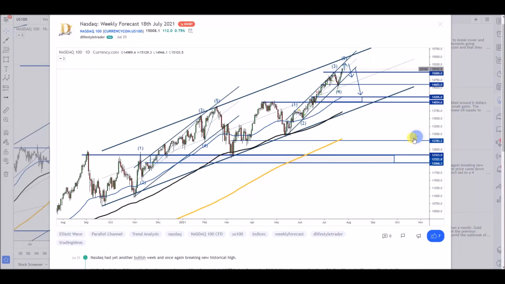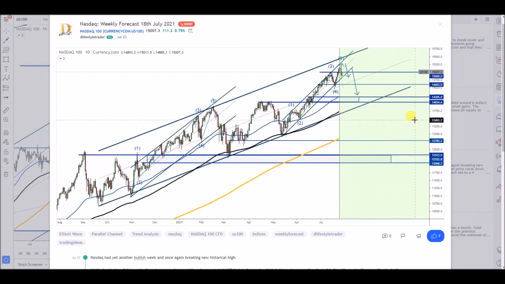Alright, next we have the Nasdaq. So just go ahead and click on the play button. We already saw that Nasdaq had some sort of a sell-off happening yesterday. Price came down. Right now the price is pulling back a little bit again. For this week we are really focusing on selling the Nasdaq.